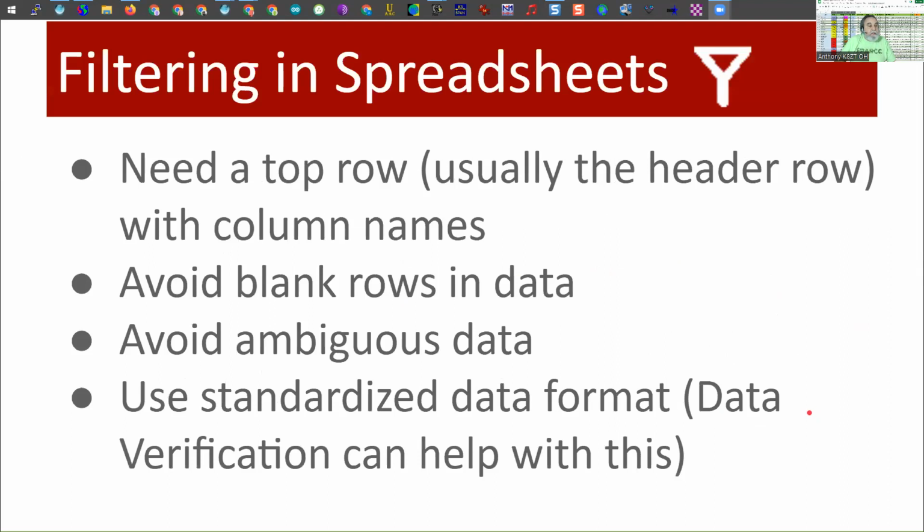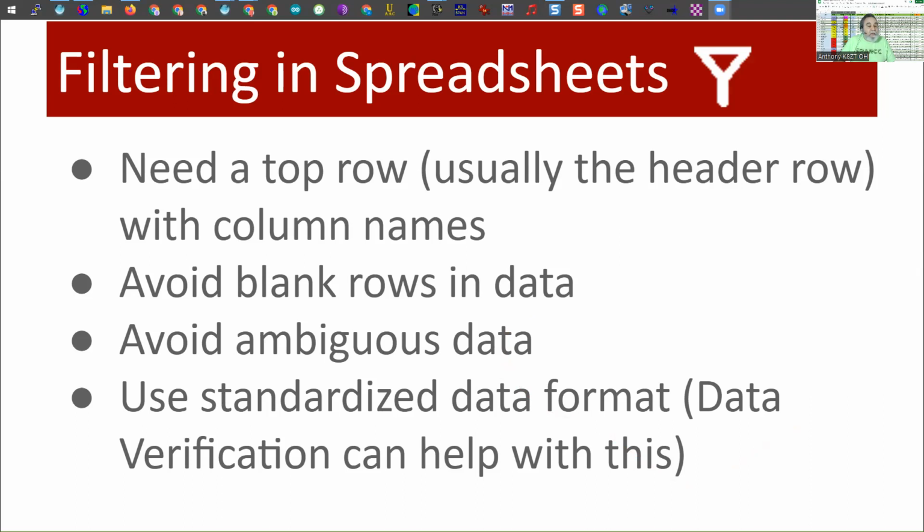Filtering in spreadsheets, we need a couple criteria to get started. First of all, when we put our data in the spreadsheet, we want a top row. Usually it's the header row, but it doesn't have to be. And we prefer them to have column names. It makes the process a lot easier. So again, as I said earlier, this might be examples of distance from Earth, size of the planet, orbit time around the sun, etc. You want to avoid blank rows in your data. Putting blank rows in might seem like a great idea for separating things and making them easier to see, but it'll cause problems when you go to filter.